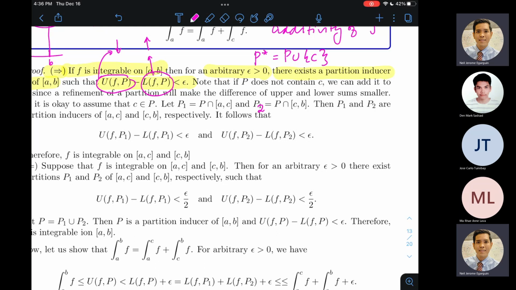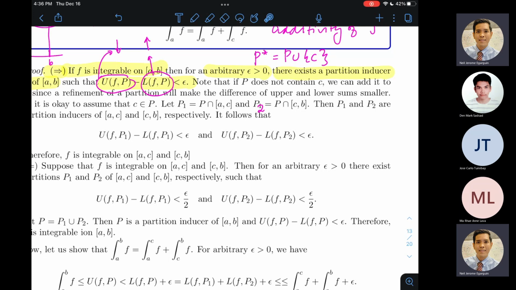Hinati ko siya sa dalawang parte. Yung mga partition inducers na nakay P pero nandun sa closed interval AC. Tapos yung partition inducer ay yung mga elements ng partition inducers na nandun naman sa kabilang interval C, B. So, kaya crucial na si C ay maging isa dun sa mga elements ng P.